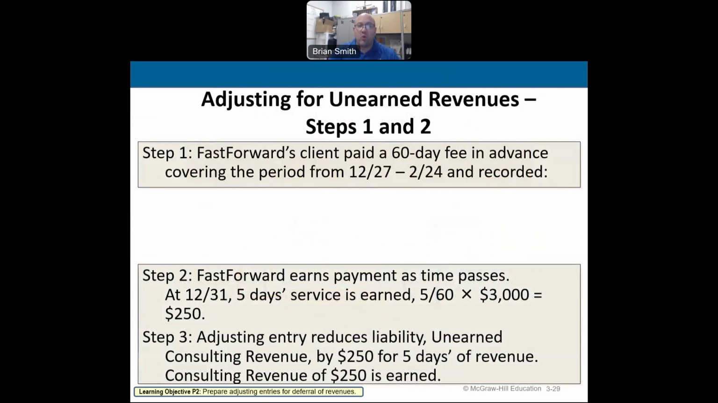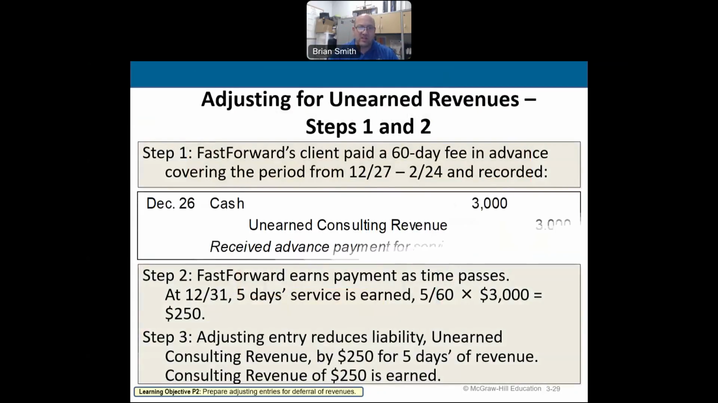Here we are. One of our clients, we're the company, paid us a 60-day fee in advance covering December 27th through February 24th. This is going to get kind of convoluted with the percentages and how many days over the number of years. It's kind of a messy reference, I apologize, but let's look at this. First, we received the cash on December 26th. Debit cash $3,000, credit unearned consulting revenue for $3,000.